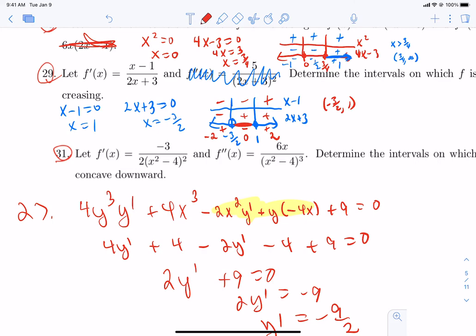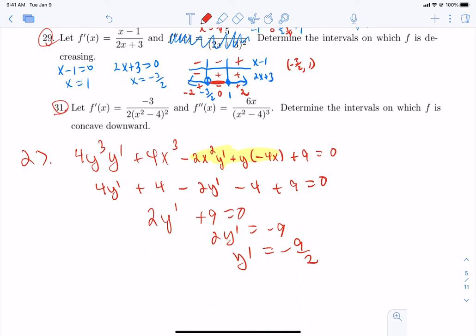Okay, let's do 31. This time they're talking about concavity. Remember, concave up and down is determined by the second derivative. So let's scratch out the first derivative so we don't use that, and let's focus on our second derivative. Let me move this down out of your way.